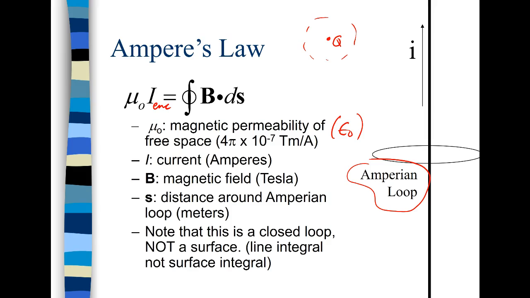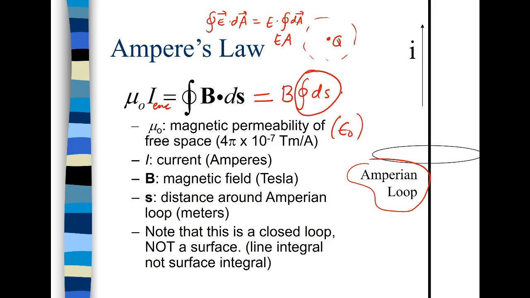And the other thing that we should mention is that most of the time, just like Gauss's law, where we took the integral of E dot dA, and we rewrote that as E times the surface integral of dA, which just turned into E times A, right? Well, now we're going to, most of the time, write this as B times the line integral of ds. And this means that the line integral of ds is just going to be the circumference of the Amperian loop. In many cases, just simply 2 pi r if we're at a distance of r away.